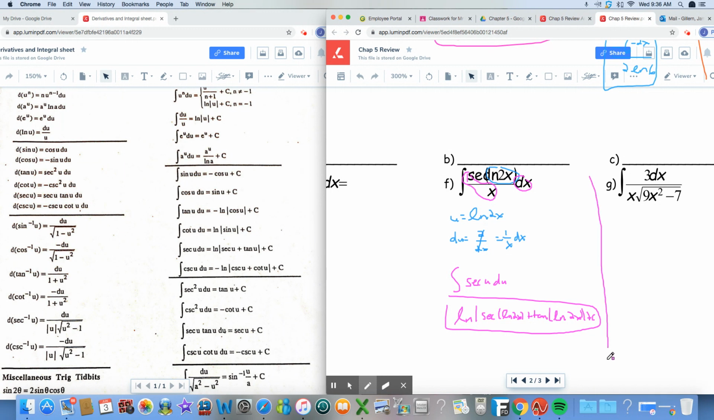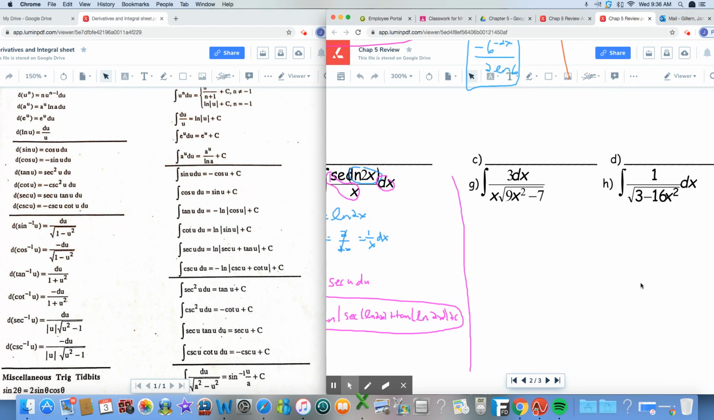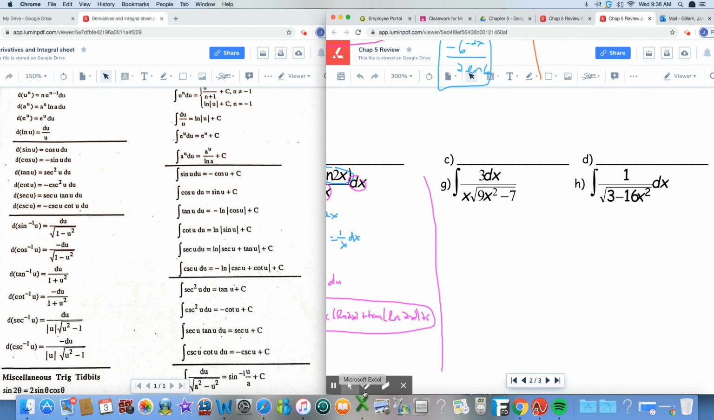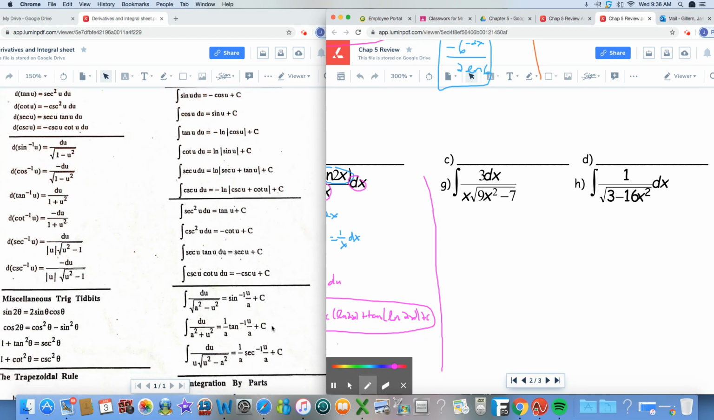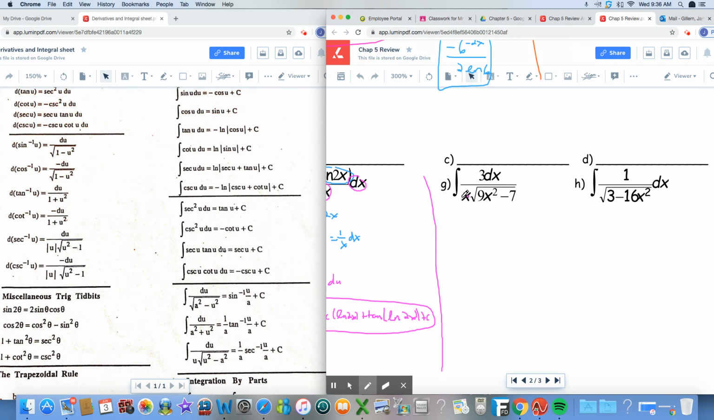All right. Now, looking at G, okay? Actually, G and H both right here. What's different about G is we have a square root on the bottom, a square root with a square inside. You see that, you right away should be thinking about one of these. And the fact that you have this variable here, it looks like this. This should be a u squared and a squared. There's no x on top.